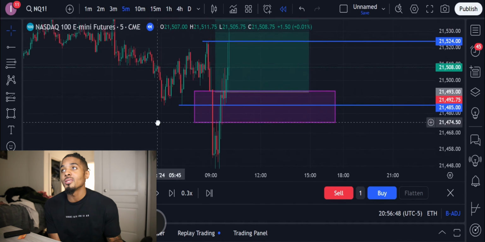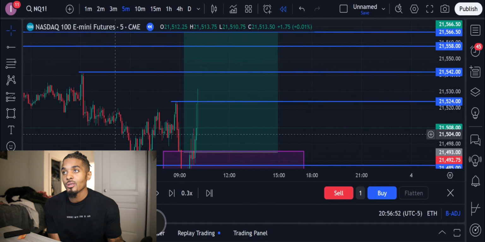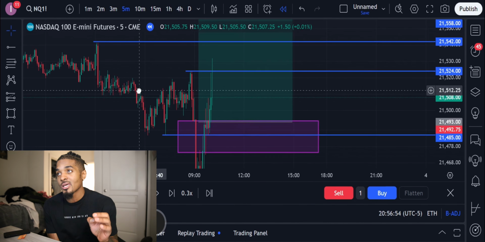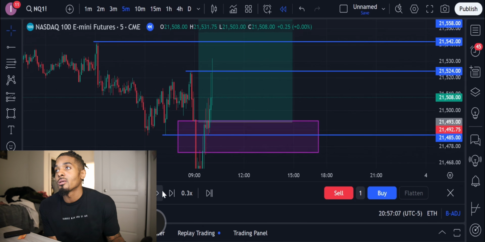Liquidity sweeps. Liquidity is king. Remember that. But yeah, so you want to see a liquidity sweep. I'm going to say it again, before you get the inverse, look for a liquidity sweep. If you see an inverse before a liquidity sweep, it might still work out, but it's not as high of a probability. You want to see a liquidity sweep.